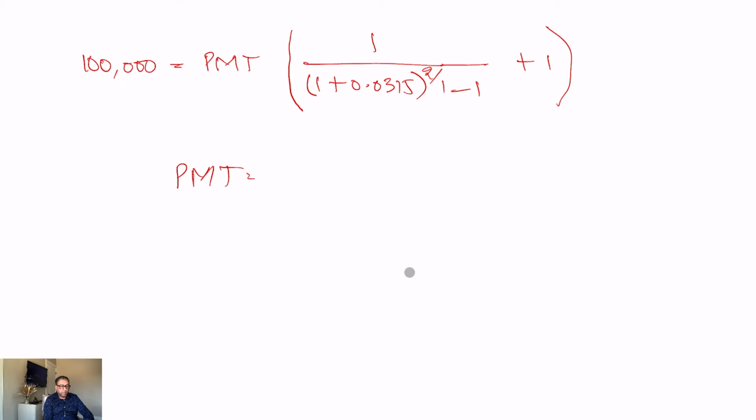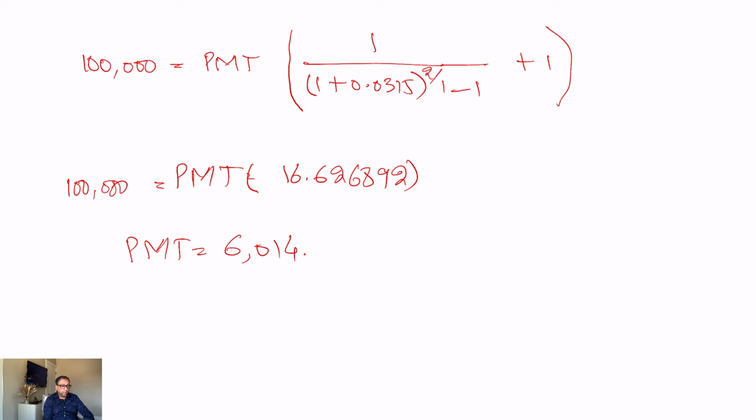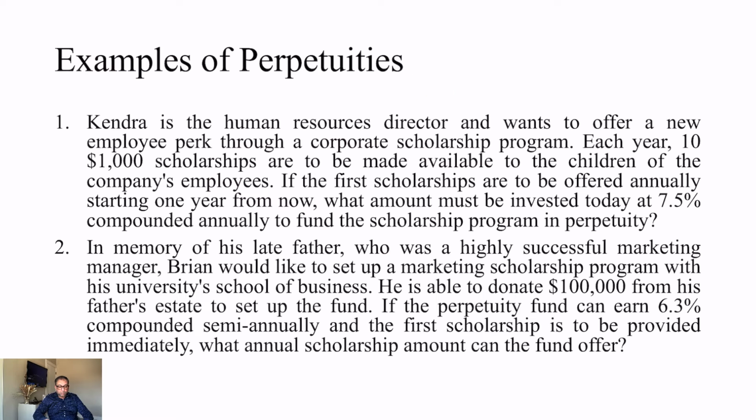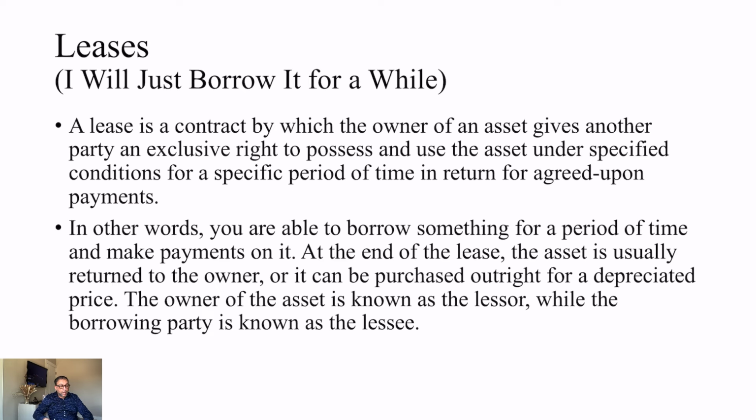So if you calculate PMT, from this value we get 16.626892. This is equal to 100,000. So PMT is equal to 6,014.35. So that's going to be our scholarship for marketing, the payment annually. Now the last thing is a lease.